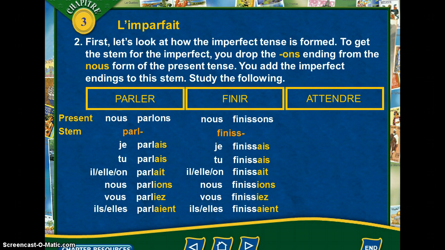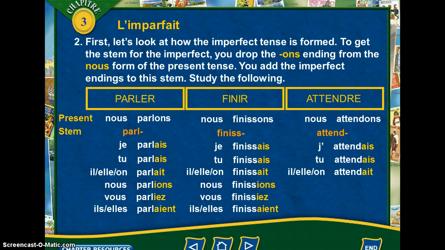Same thing with an RE verb. Attendre, we take nous attendons, drop the ons, and now we add our endings. J'attendais, tu attendais, il, elle ou on attendait, nous attendions, vous attendiez, il, elle attendait.